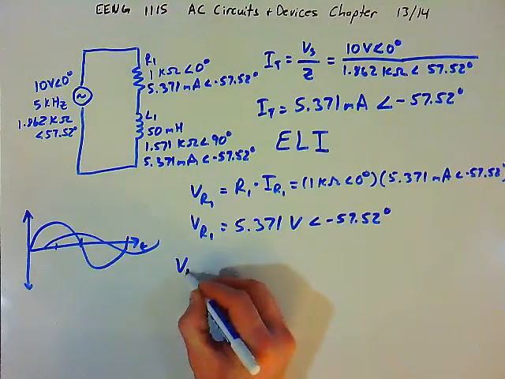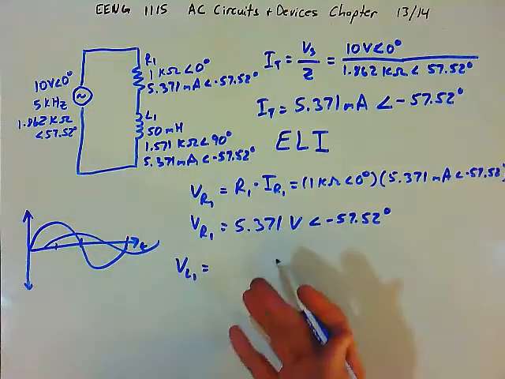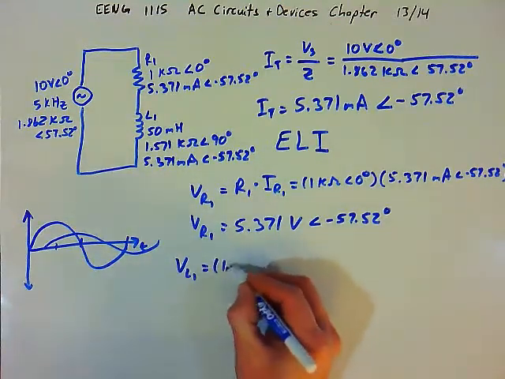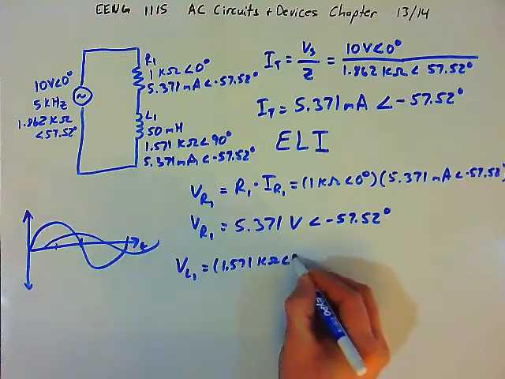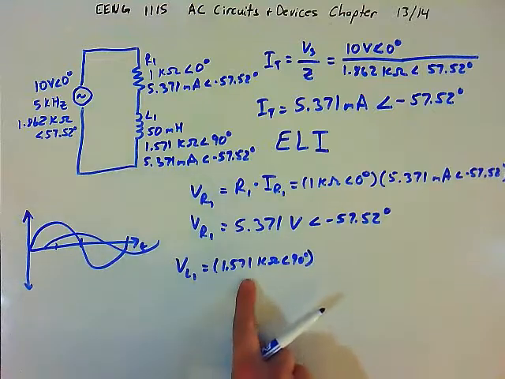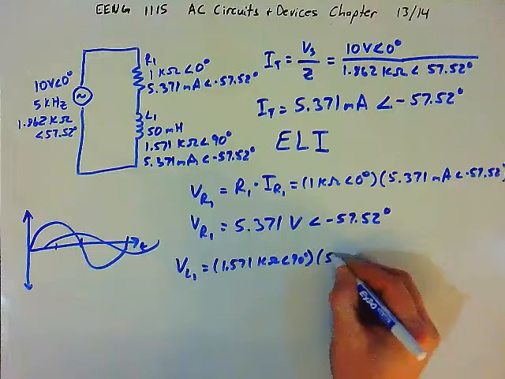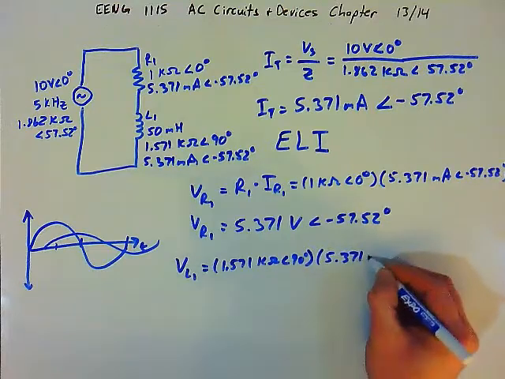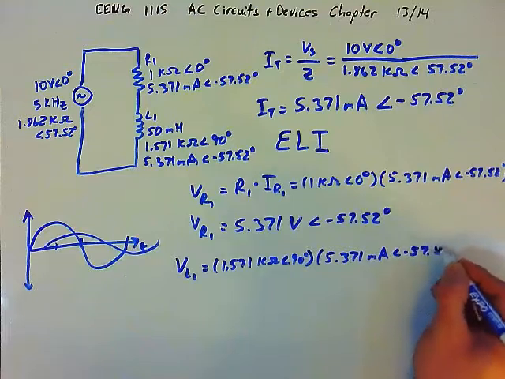Now what about the voltage drop on the inductor? Well, we have a resistance value or a reactance value. We have 1.571 kiloohms at 90 degrees. That is the reactance, and we're multiplying by the current, which is 5.371 milliamps at an angle of negative 57.52 degrees.